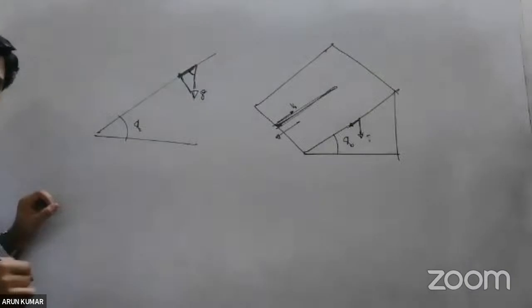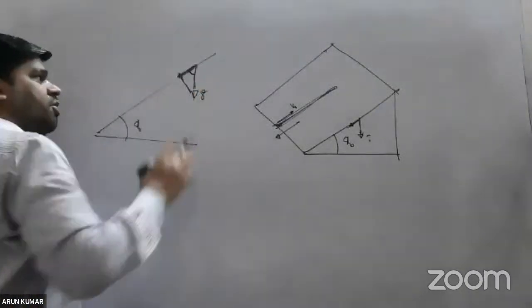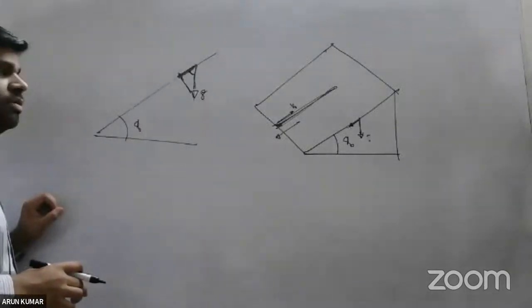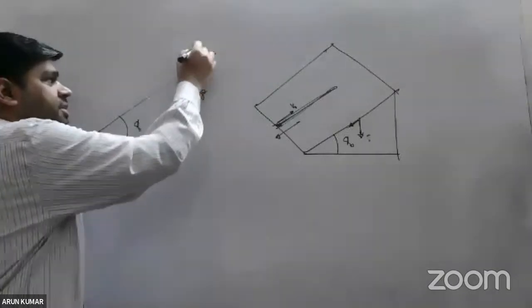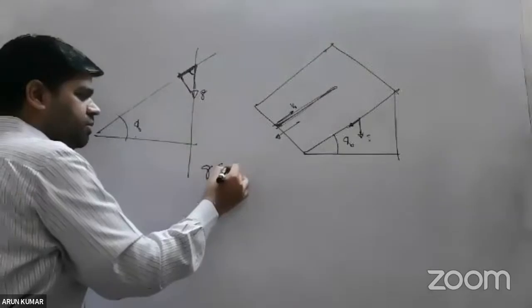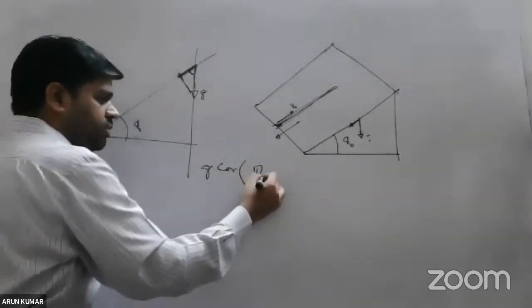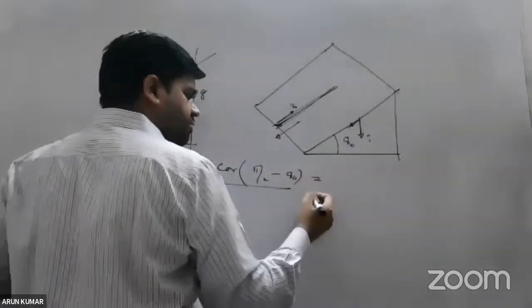Alright, whenever I want a component, I talk of shadow. Shadow of this g along this one is my component. Yes, sir. How do I get that shadow? g cos of this angle. If this is θ naught, this is 90 minus θ naught. So g cos of pi by 2 minus θ naught. What is g cos of pi by 2 minus θ naught? What is cos pi by 2 minus x?